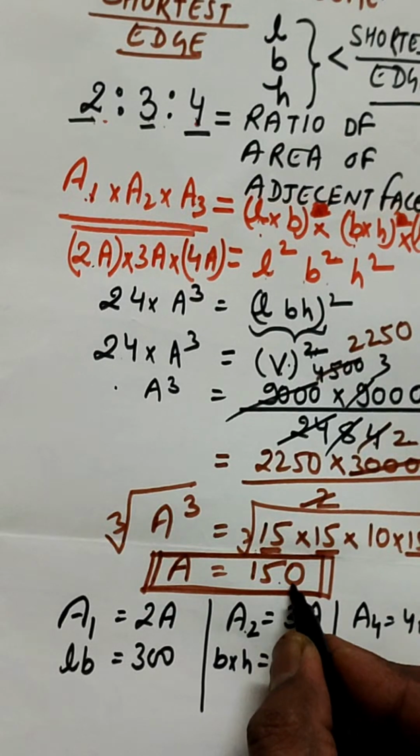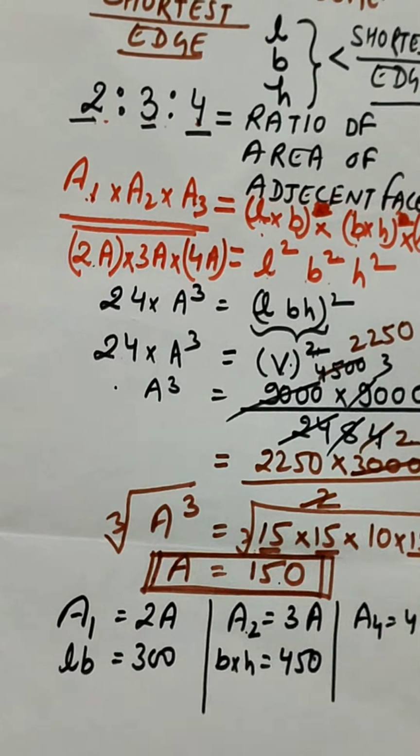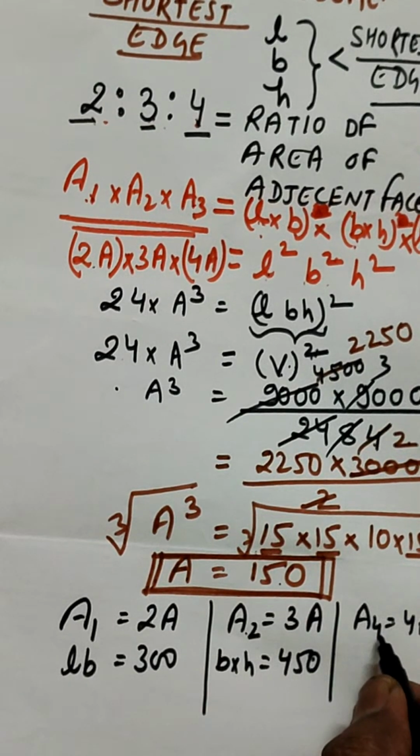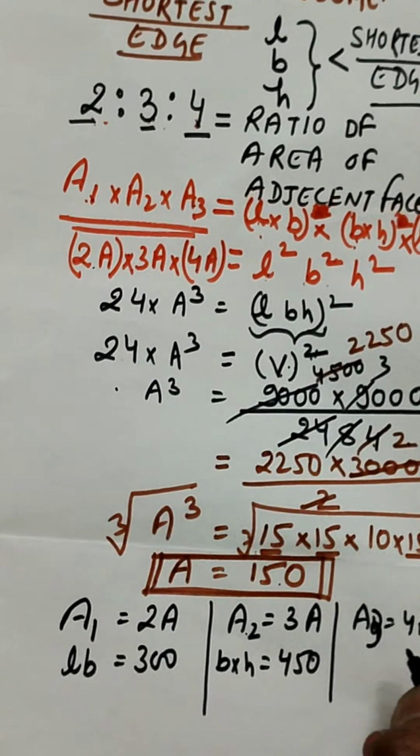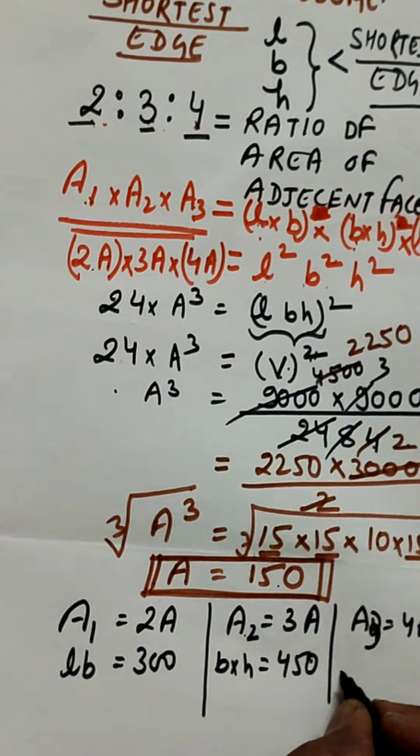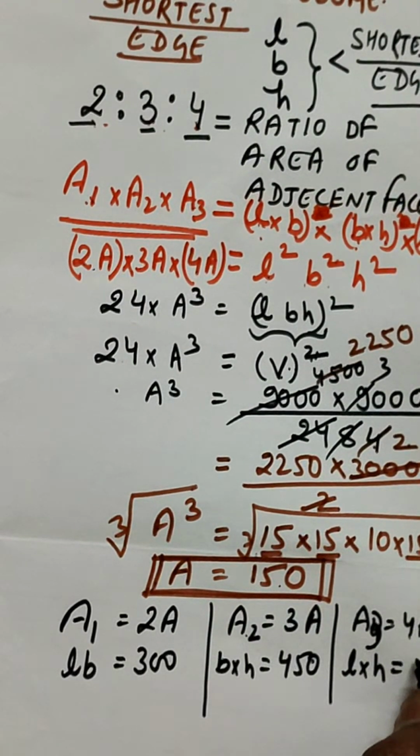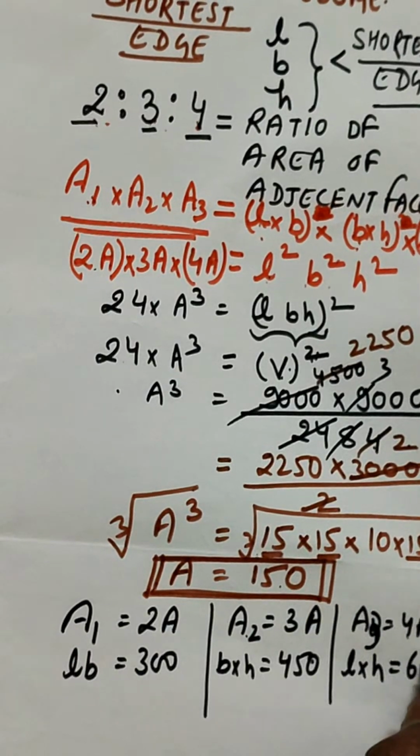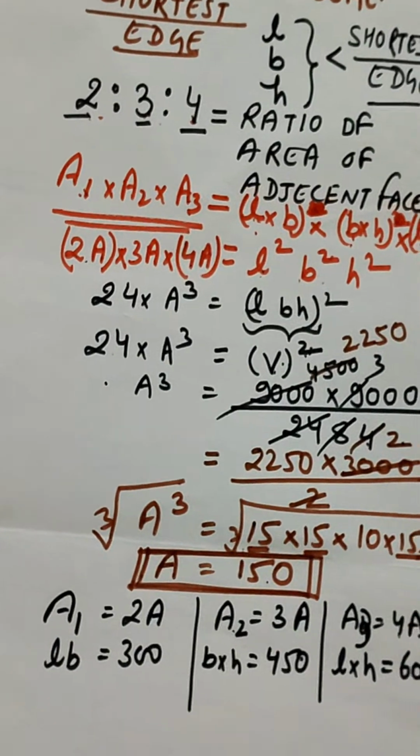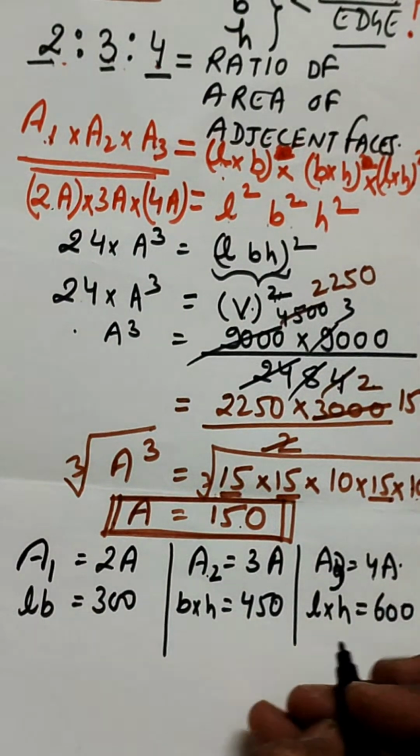So A is 150, so 3 times A will be 450, right? And A3 is L into H. So L into H is coming to you as 4 times A, that is 150 into 4, that is equal to 600, right? So these are the three values which you have derived.